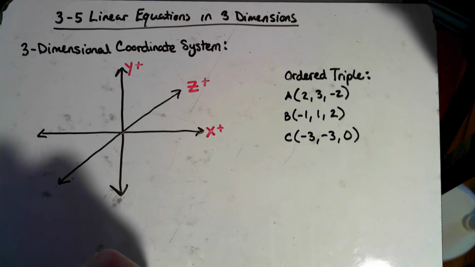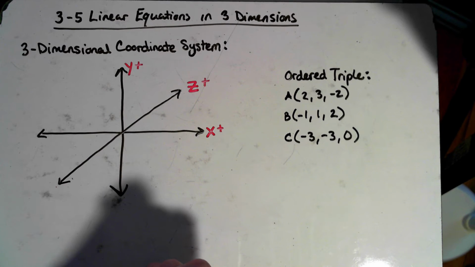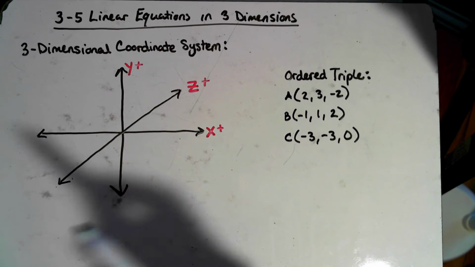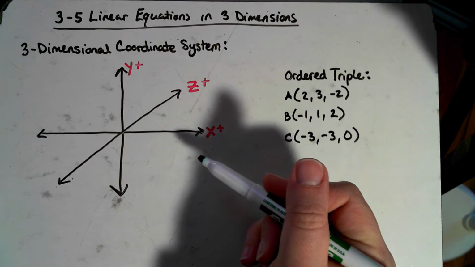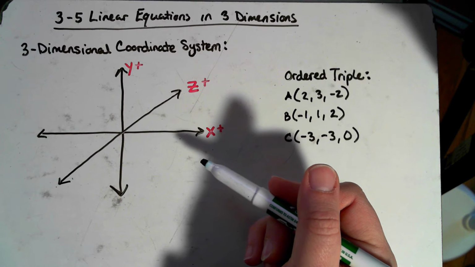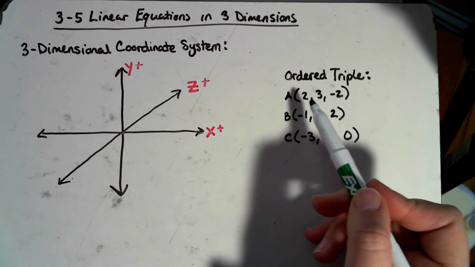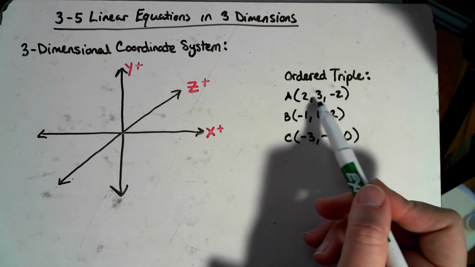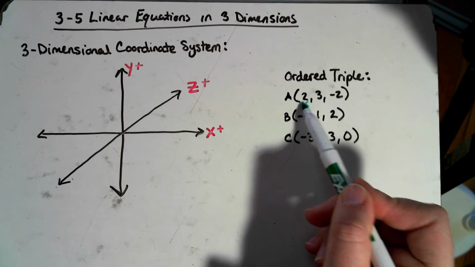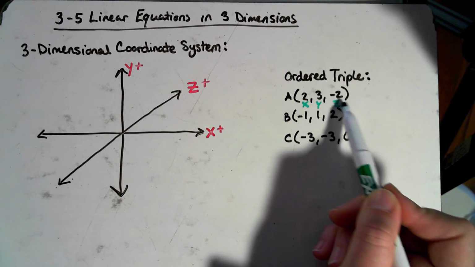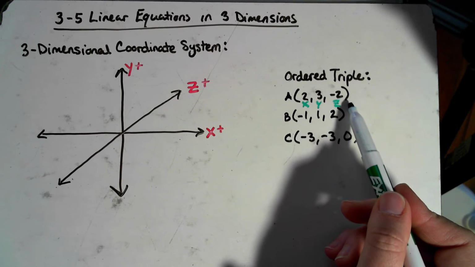Now, this is the one type of graphing that I'm not going to ask you to do on graph paper because it's actually much harder. Because of that, we need to draw out where we're going with our point. So for point A, this is an ordered triple because we have our x, our y, and our z, and it is in alphabetical order.